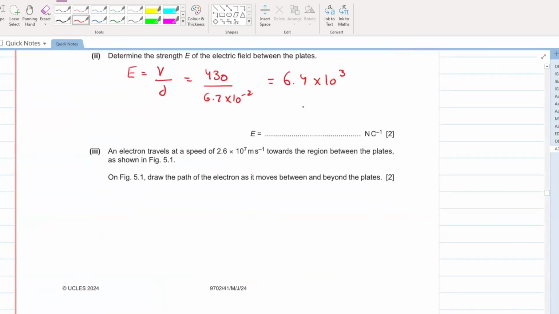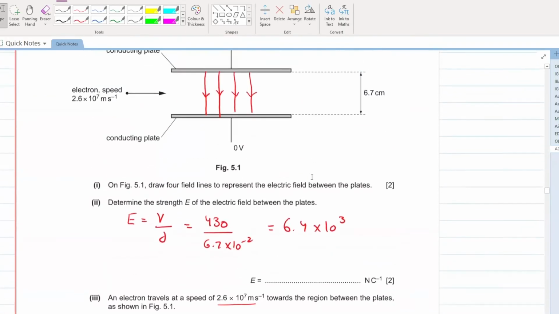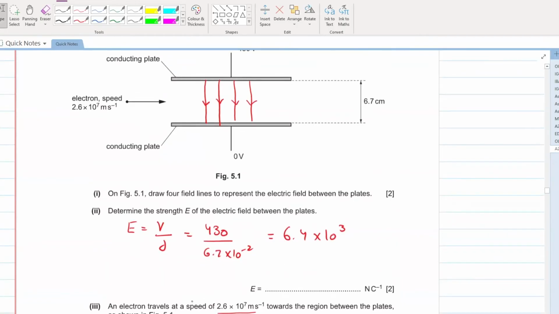An electron travels at a speed of this towards the region between the plates as shown in figure 5.1. On figure 5.1, draw the path of the electron as it moves between the plates and beyond. Okay. How will the electron deflect? Any ideas? How will the electron deflect?